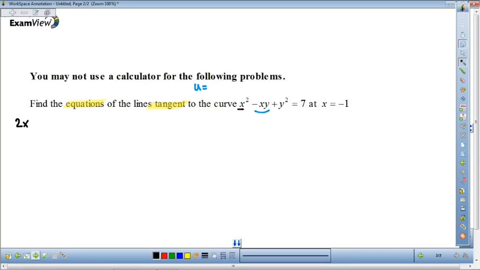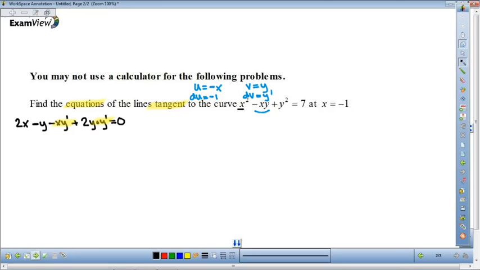So to make it easy, I'm going to make u be negative x and v be y. So the derivative of u would be negative 1, and the derivative of v is going to be y prime. So my derivative is going to be the derivative of u times v plus the derivative of v times u, plus 2y times y prime, and the derivative of 7 is 0.